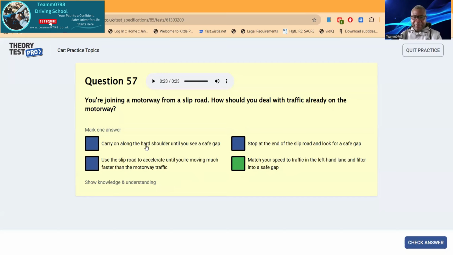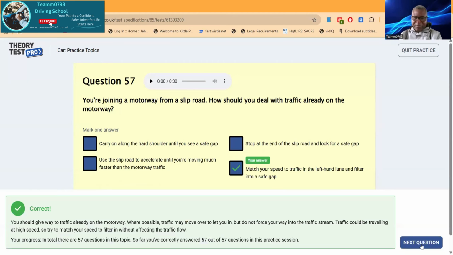Okay, so carrying on along the hard shoulder until you see a safe gap is wrong. Stop at the end of the slip road. It's dangerous. People behind you are not expecting you to stop. In fact, you are not allowed to stop on a slip road. Just drive and join the slip road, join the road and the motorway. Using the slip road to accelerate until you're moving much faster, that is wrong. The correct answer is the one we've chosen. Okay, the explanation is at the bottom of the screen.